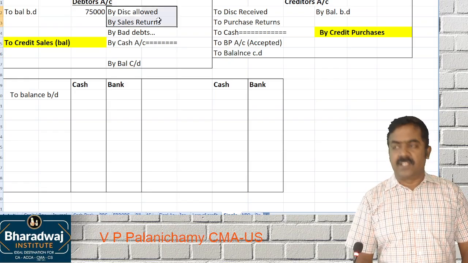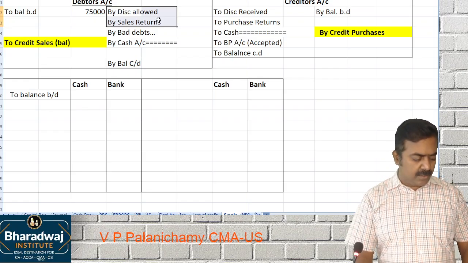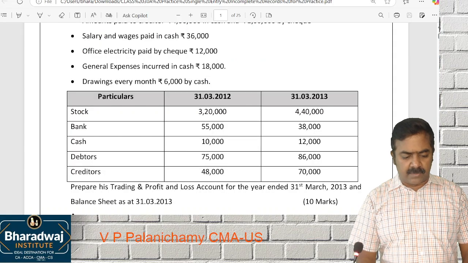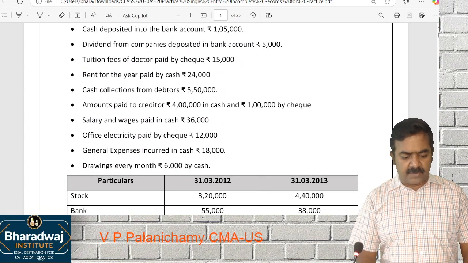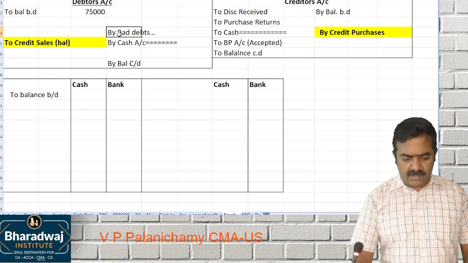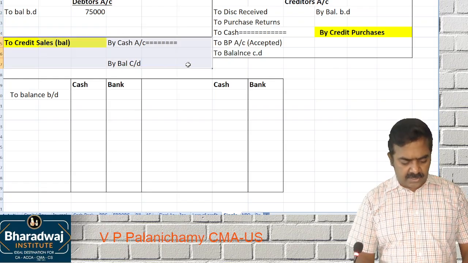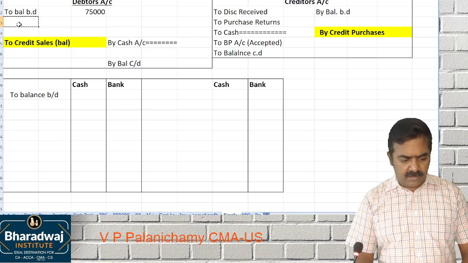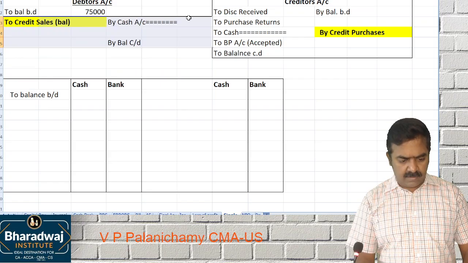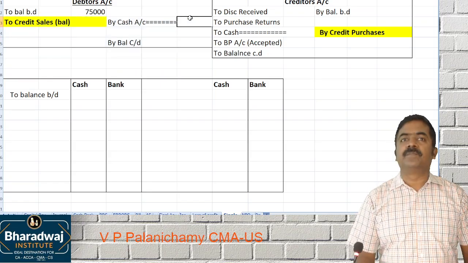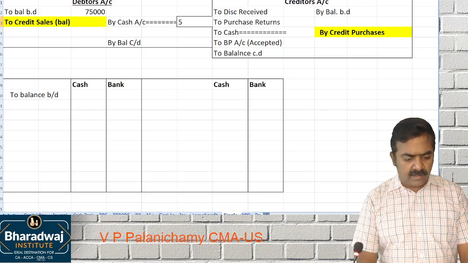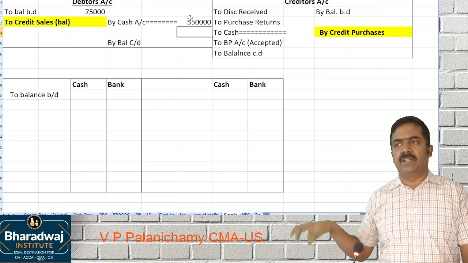Is any discount allowed or sales returns given in the question? No. Only cash collection from debtors is given. What is the cash collected from debtors? 5,50,000. No bad debts, nothing. Please solve it.